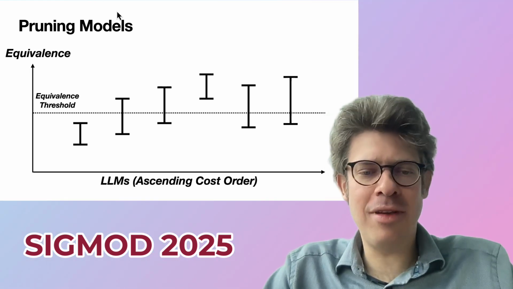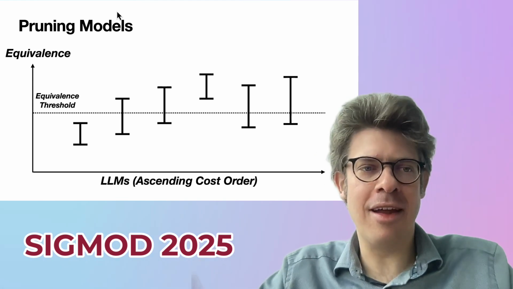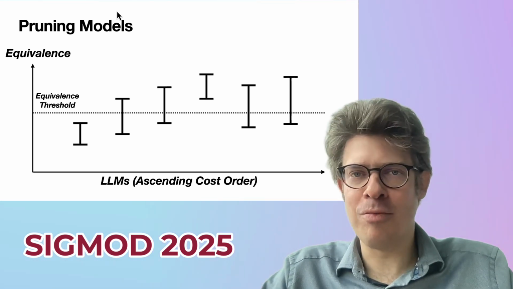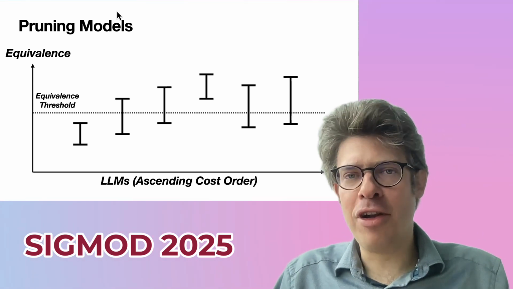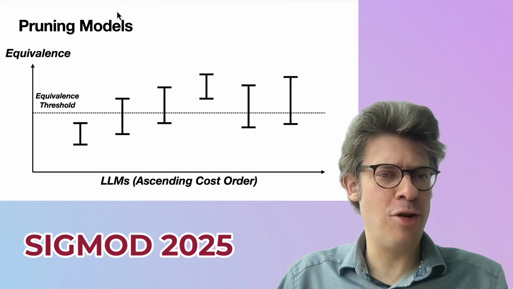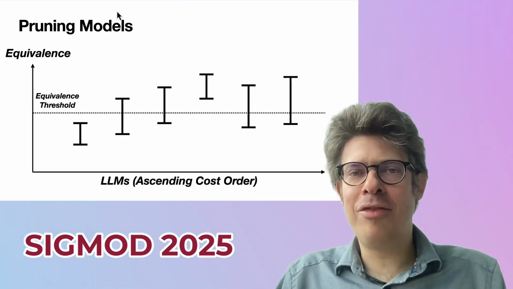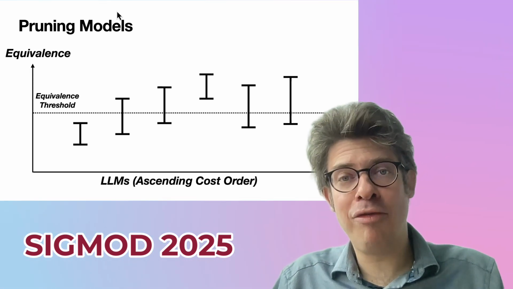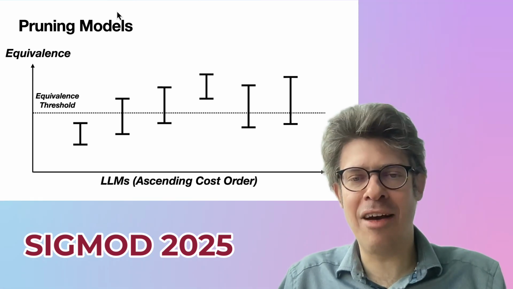And in this plot, I have ordered my models from cheapest on the left to most expensive on the right, and you always see my confidence bounds on the equivalence ratio for each of those models and the user-defined equivalence threshold. And you see that for some of those models, those confidence bounds are below the equivalence threshold, so those models are not equivalent enough to be used. For other models, I have a confidence bound that overlaps with the equivalence threshold. So for those models, we might want to do a little bit more profiling to decide whether or not they can satisfy the equivalence threshold on average.